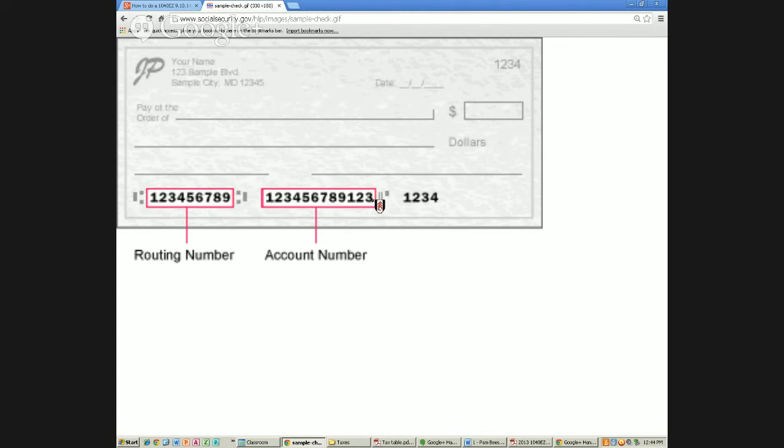Now, does anybody know, this is usually the check number. We could use, yeah, we'll make one up. We'll make one up for it.